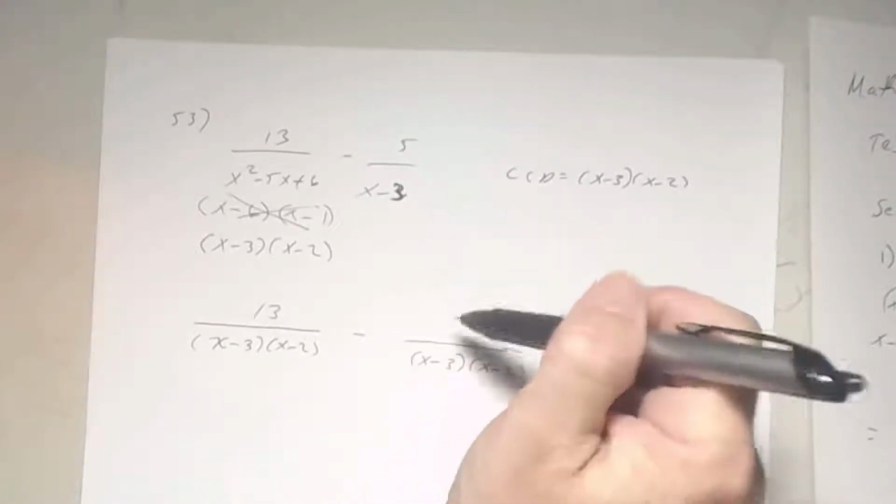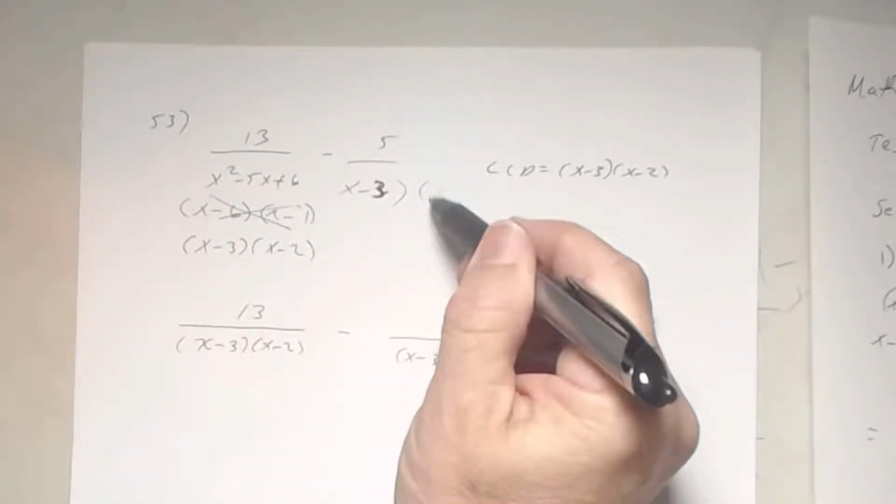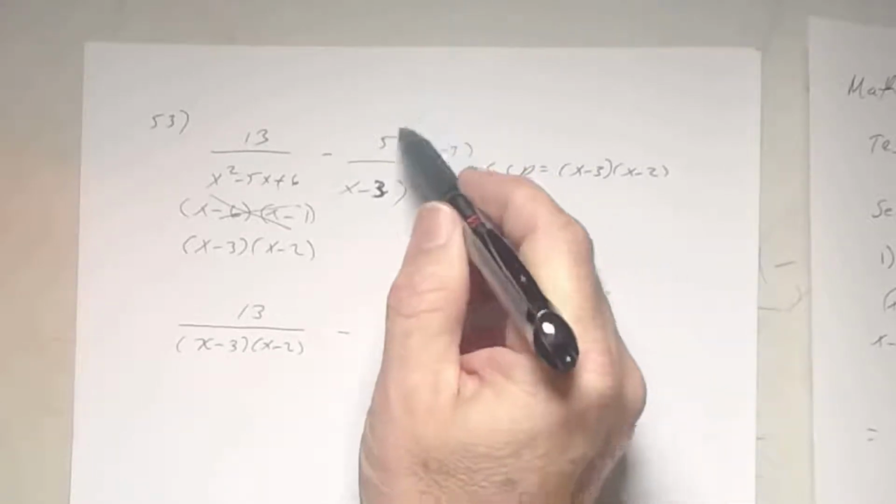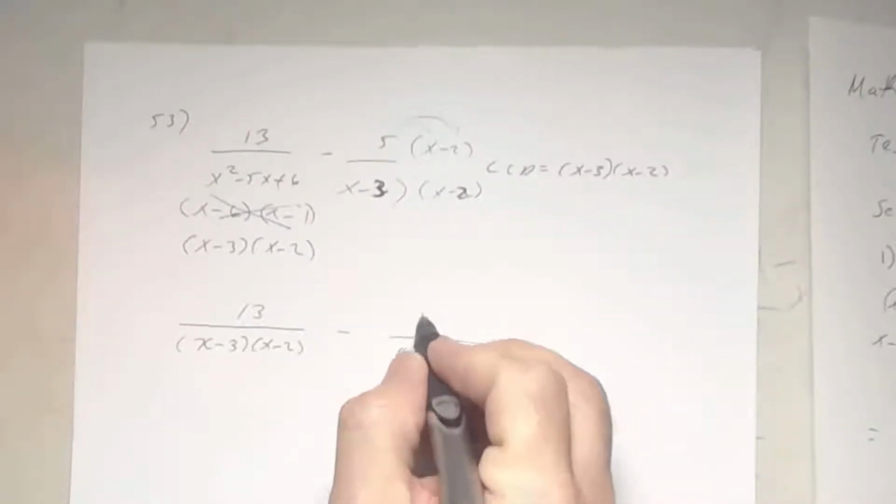Over here, what's missing? x minus 2. So I got to multiply by x minus 2. What I do to the denominator, I do to the numerator: 5 times x minus 2, and then distribute. 5x minus 10. So that's 5x minus 10. All right, that's where we're at.